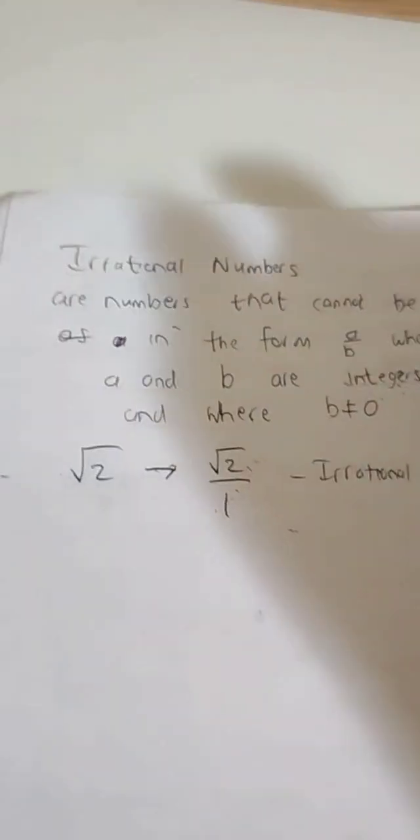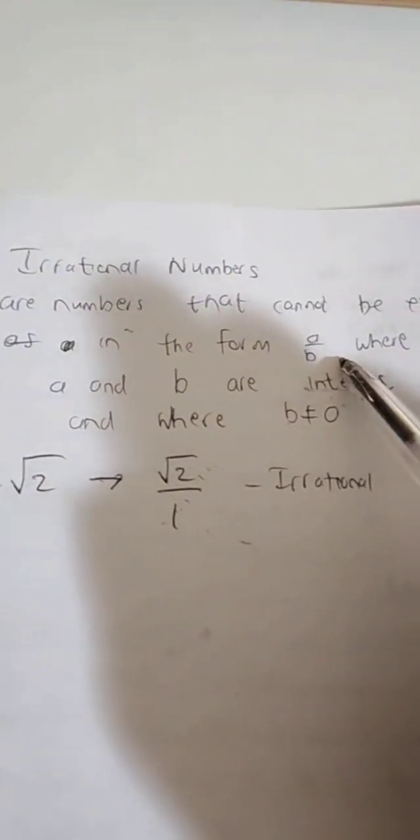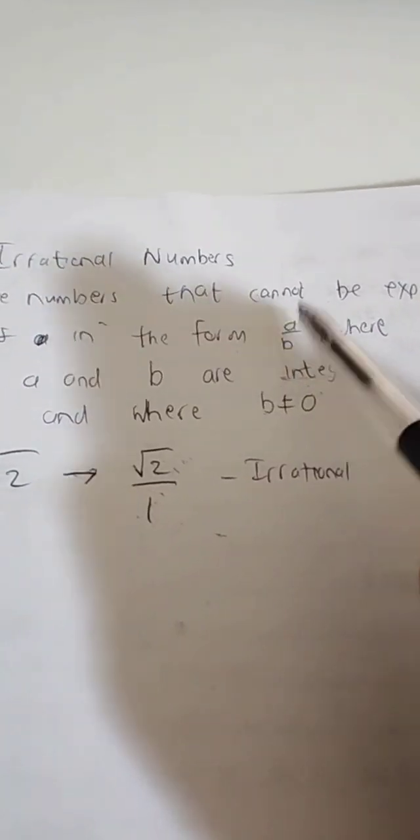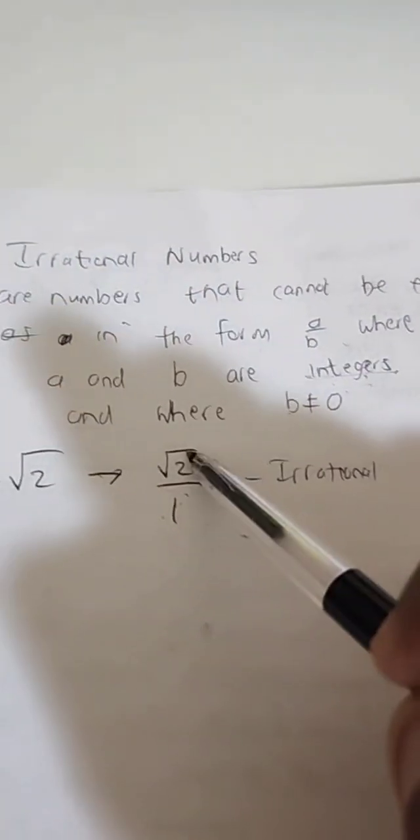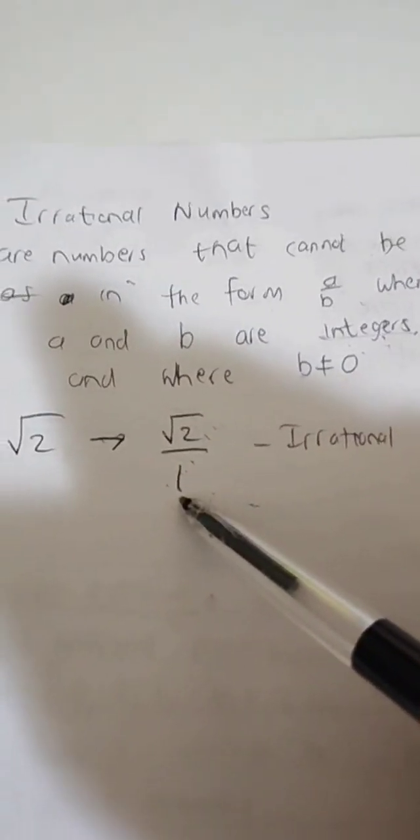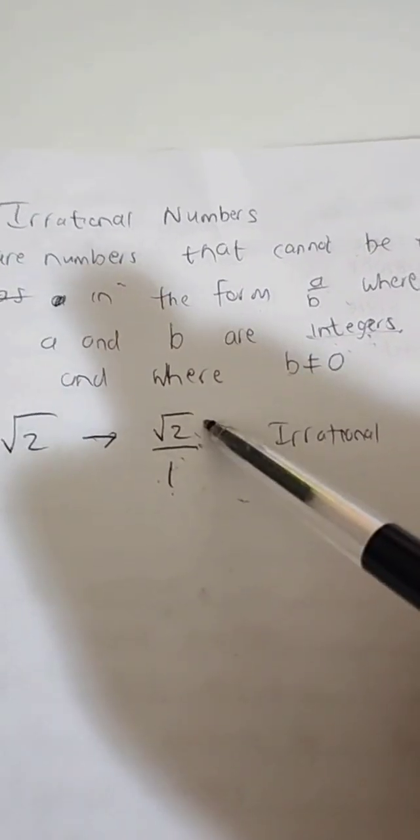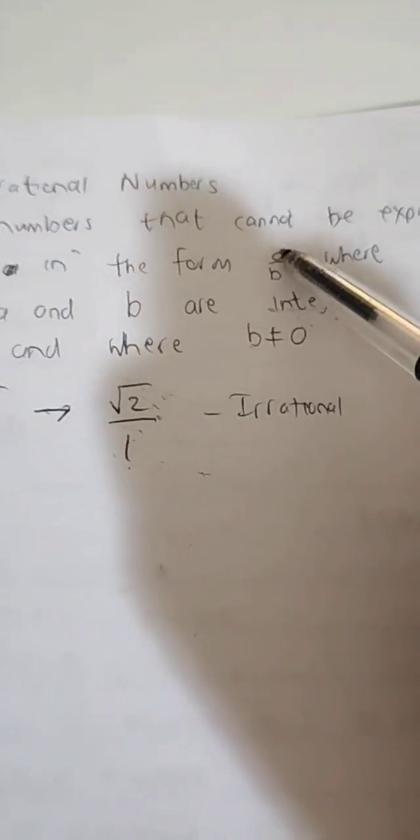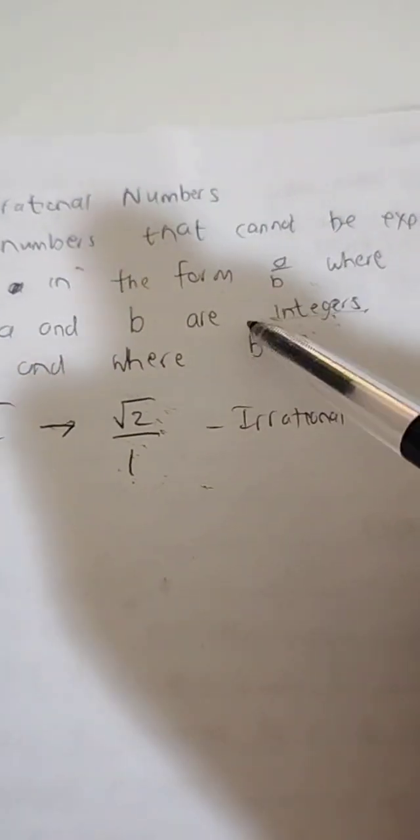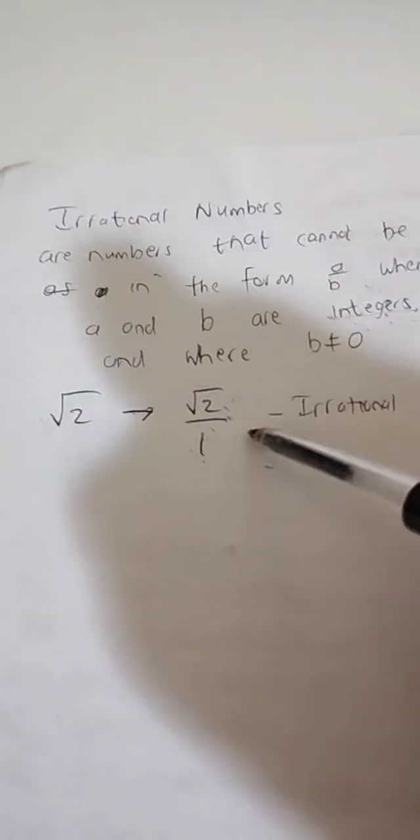Why? Look at the definition. They are numbers that cannot be expressed in this form, because both the numerator and the denominator must be integers. Is this an integer? No, the numerator isn't. Is this an integer? Yes, the denominator is an integer. Is this rational? No, it is not rational, because though it is a fraction, unfortunately the numerator and the denominator are not both integers. It's only one that is. That basically means this is irrational. Are we together? I hope it's clear, guys.